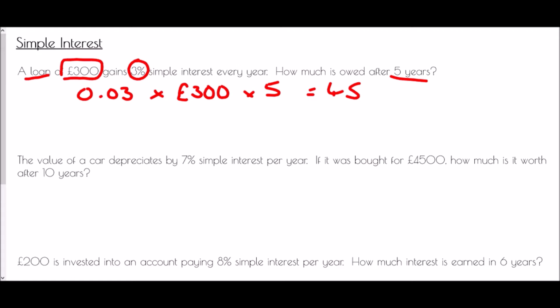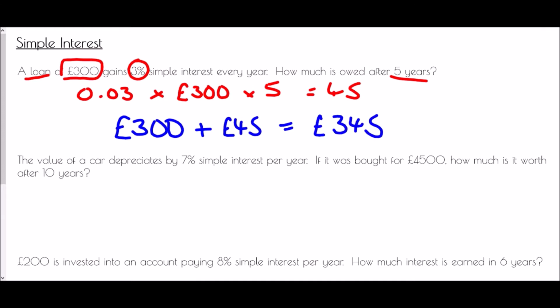Now this is not saying that at the end of the 5 years you would only owe £45, because obviously you actually started off with a loan of 300. This is just the interest earned, and so the total would actually be the £300 that we started with plus the £45 that we've earned in interest. And so at the end of 5 years, if we didn't pay off anything in between those 2 points, we would owe £345.